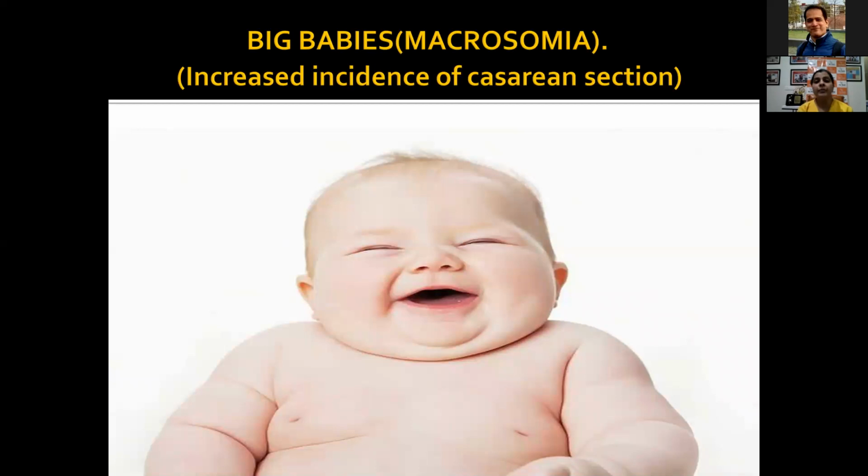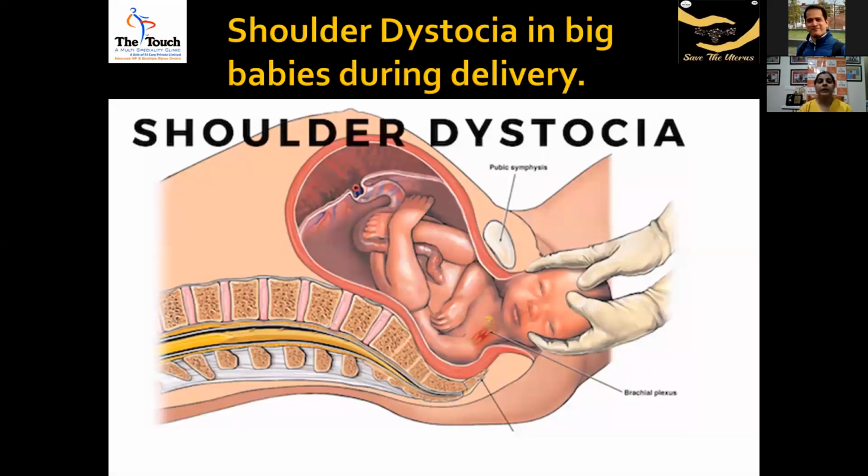One may have a macrosomic or big size baby. Now, looking at this baby, you feel the baby is so adorable, but then the baby is sick. Baby is having excessive weight gain, so it increases the chance of having a cesarean section. Also, because of the fat deposition, it has been seen that childhood obesity is linked to later development of diabetes in these babies.